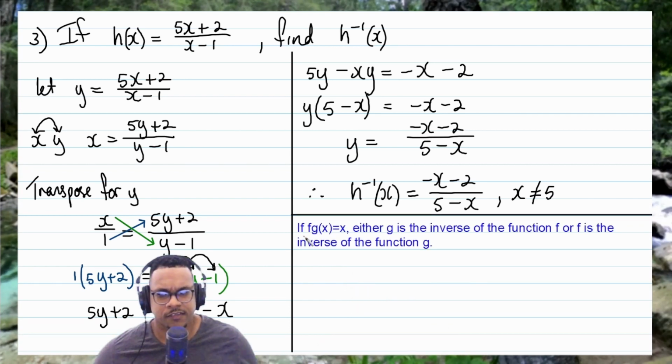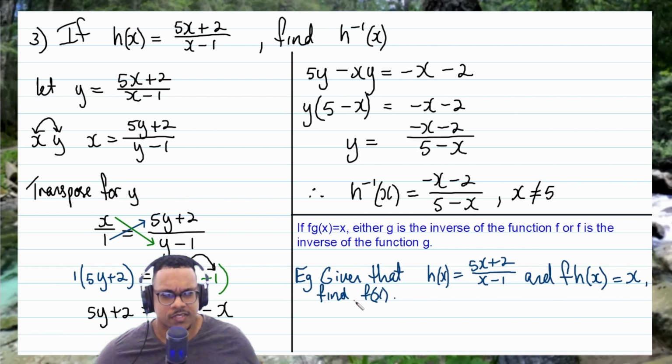So here I have if fg of x is equal to x, that would mean either the function g is the inverse of the function f, or the function f is the inverse of the function g. So in this example, I'm given that h of x is equal to 5x plus 2 divided by x take away 1, which is the same function up here. And we have fh of x is equal to x. We want to find what is the function f of x.